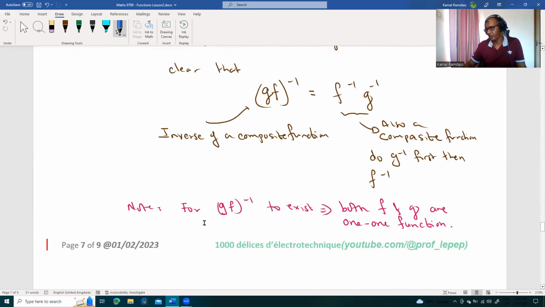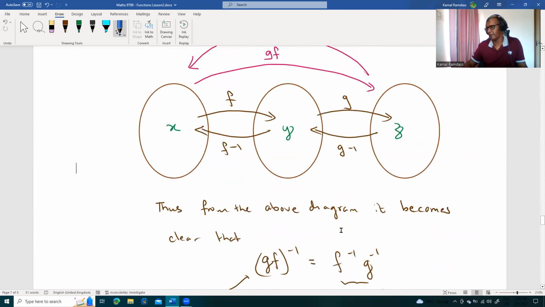And in another note, for the inverse of G of F to exist, both F and G must be one-to-one functions. It is not otherwise. Okay? For a function to have an inverse, it needs to be one-to-one. For a composite function to have an inverse, both functions should be one-one functions.